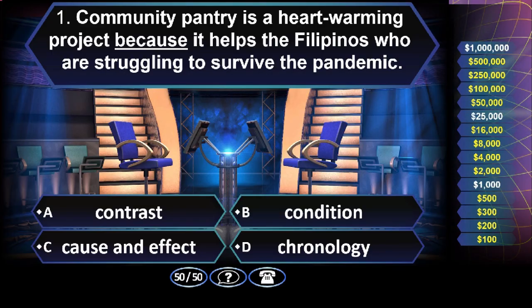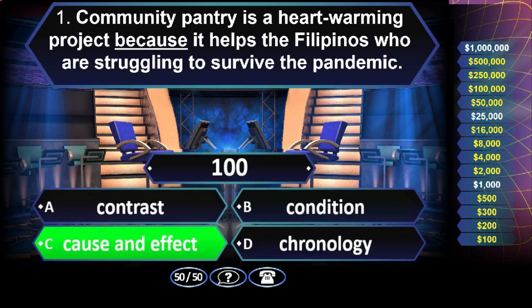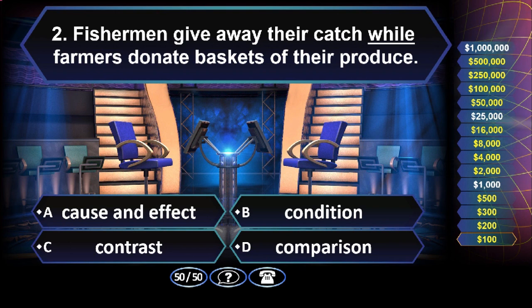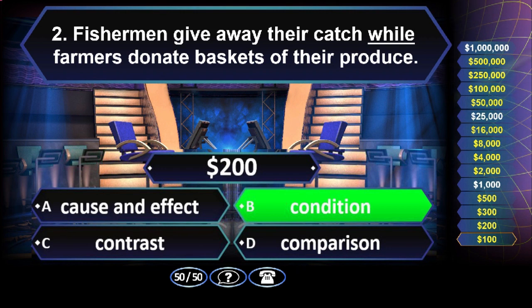Number 1. Community Pantry is a heartwarming project because it helps the Filipinos who are struggling to survive the pandemic. The purpose of the conjunction because is cause and effect. Number 2. Fishermen give away their catch while farmers donate baskets of their produce. The purpose of the conjunction while is condition.